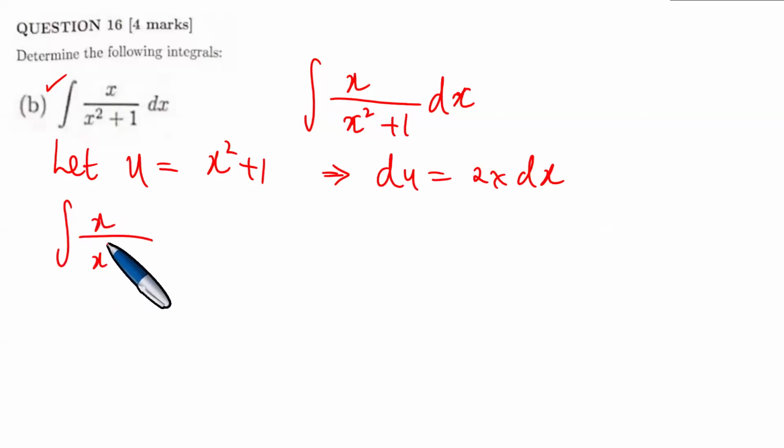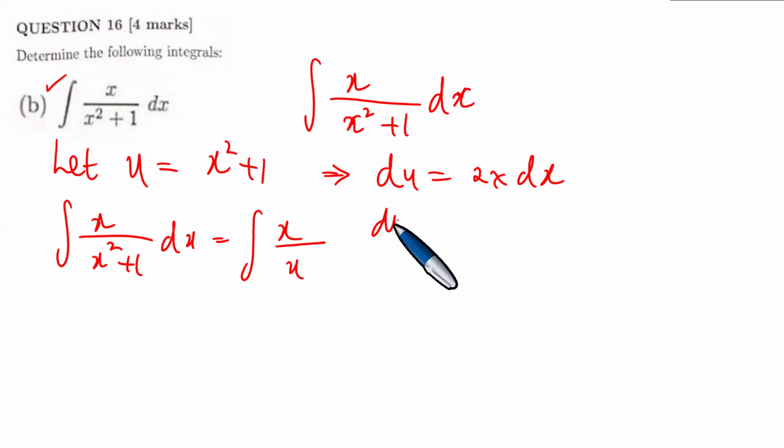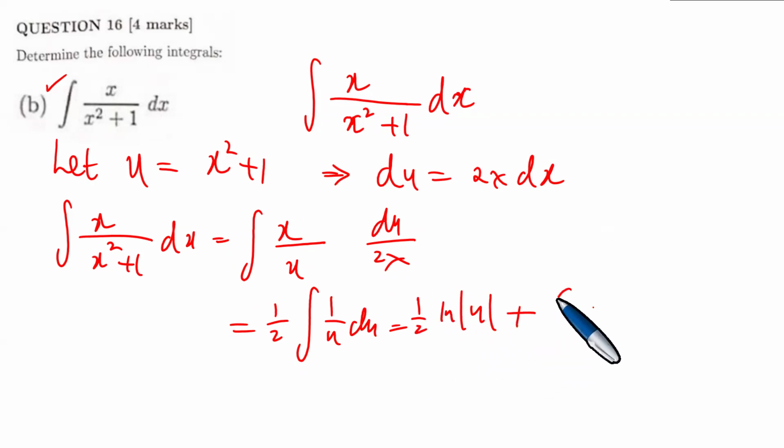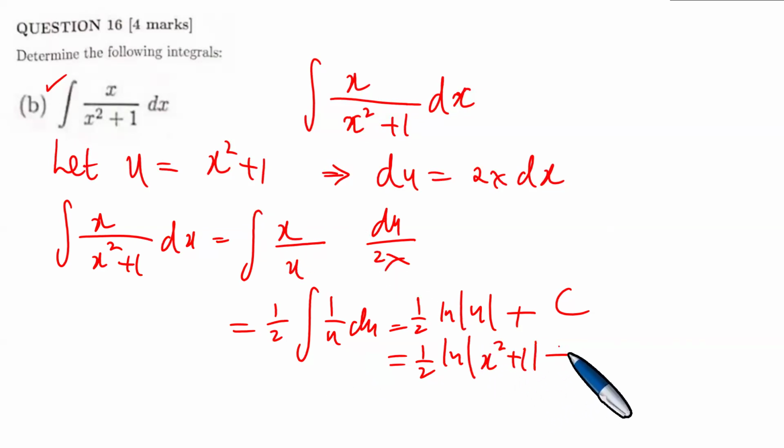The integral of x over x squared plus 1 dx. What is x squared plus 1? It is u. dx is du over 2x. So we have 1 over 2, 1 over u du, which is the ln of u plus c, because the integral of 1 over u is ln u, and therefore u is x squared plus 1 plus c. And therefore this becomes 1/2 the ln of x squared plus 1.